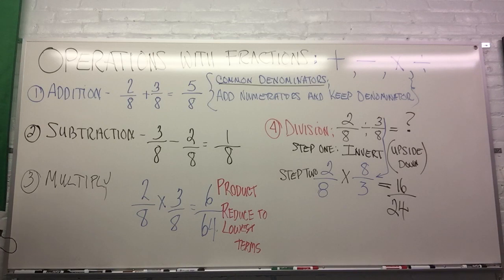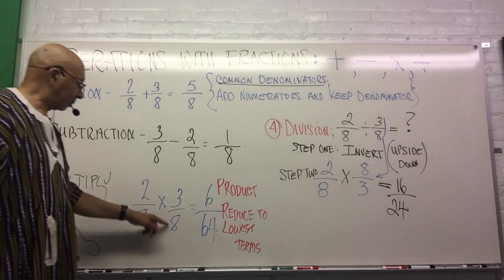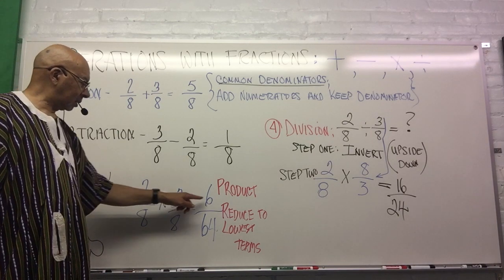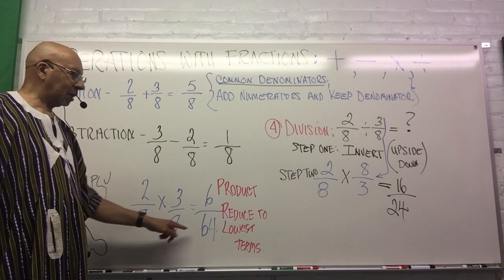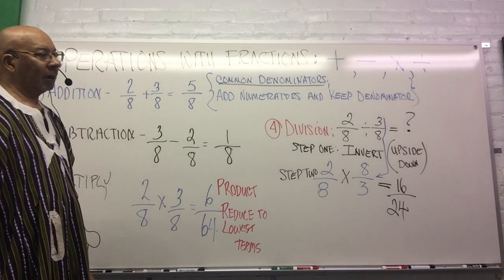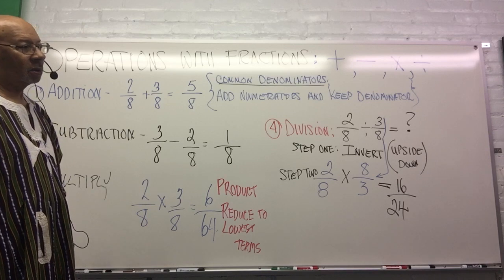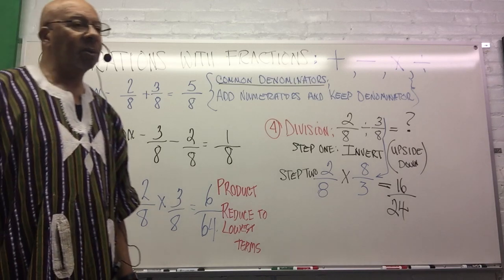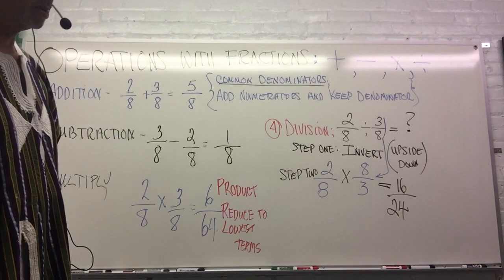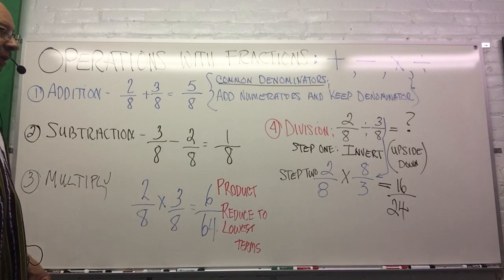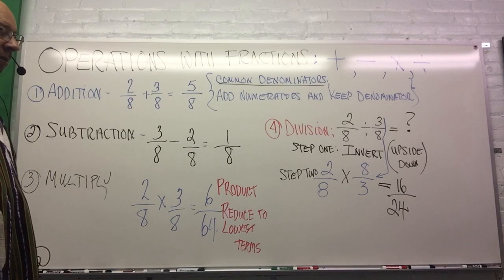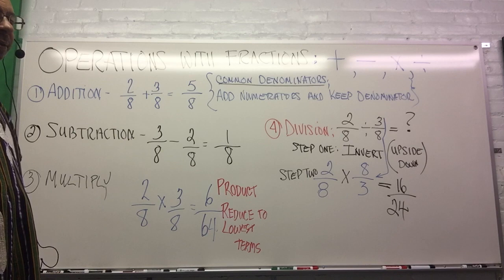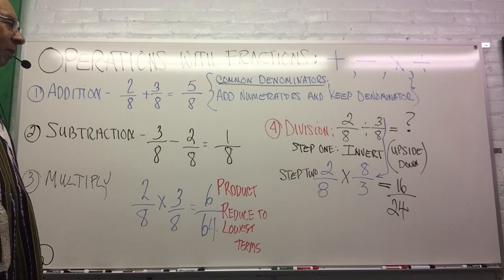Multiplication eliminates the whole discussion of common denominators because we don't care. So in this problem, we had 2 eighths times 3 eighths. 2 times 3 is 6. 8 times 8 is 64. Now, a lot of the students in the school frequently don't know their multiplication tables well enough to just multiply. So a lot of students count on their fingers. They have hash marks on their papers.